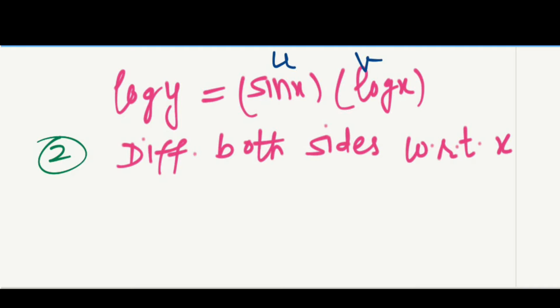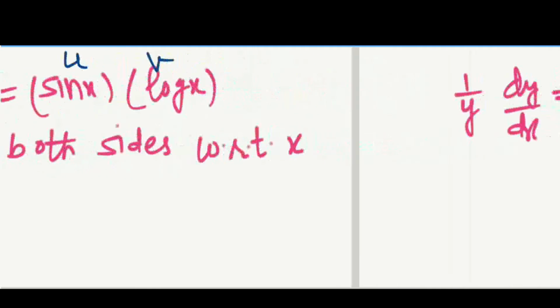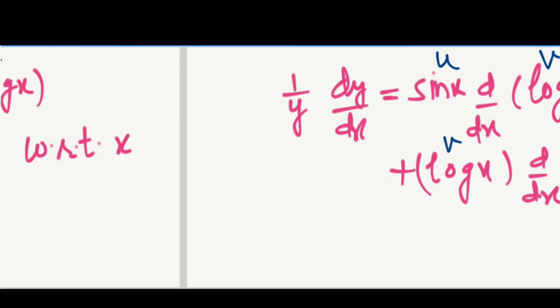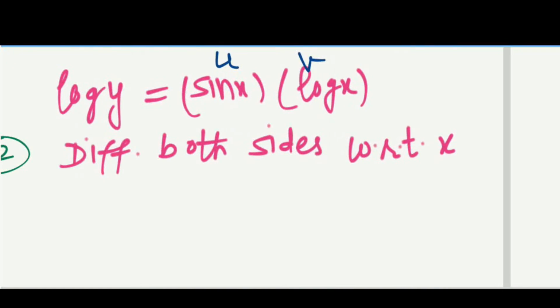Now for differentiation, friends, on the right side we have two functions: the sine function, which is a trigonometric function, and the log function. So we use the product rule of u and v product form. When we differentiate both sides with respect to x, for log y we get 1 upon y into dy by dx. On the right side we take u into derivative of v plus v into derivative of u.